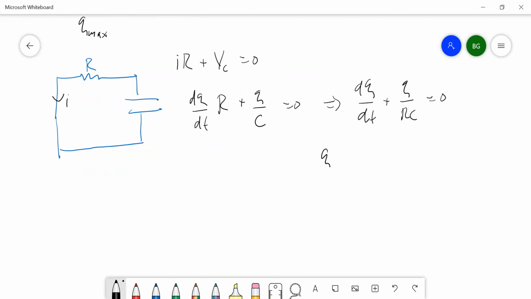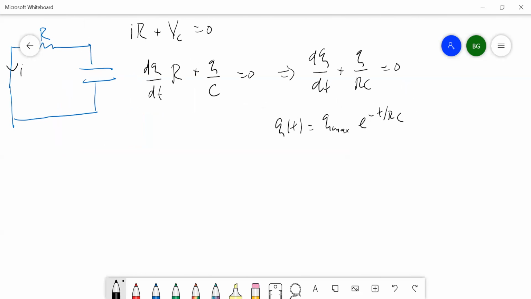The solution in this case will be Q(t) equals Q max times e to the minus t over RC. If we differentiate once again, dQ over dt will be Q max times minus 1 over RC times e to the minus t over RC.